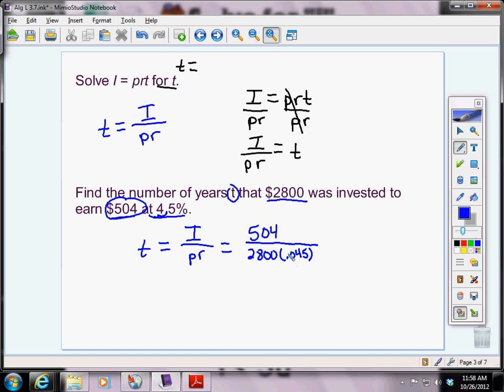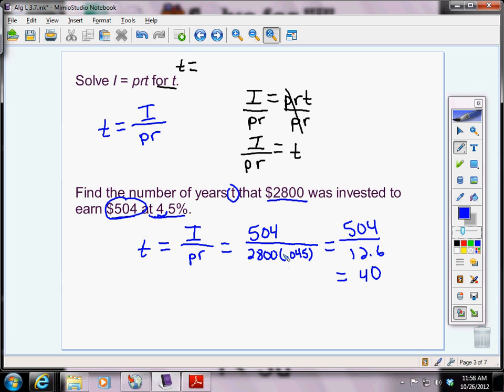If you type that into a calculator, please be careful, because if you just type in 504 divided by 2,800 times 0.045, it's going to divide this first and then multiply. So take your 504 and do 2,800 times 0.045, which is 12.6, and then divide. And you should get 40 years it would take, which doesn't make sense, so I made a mistake somewhere.